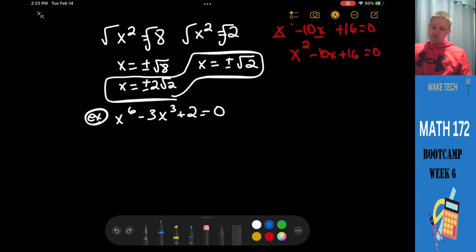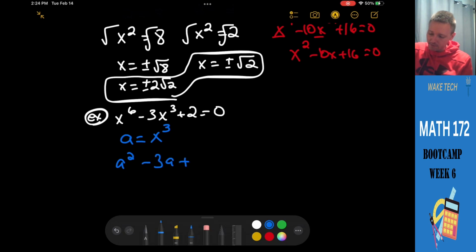So let's try this one. We need to make a substitution: a equals x raised to some power. The power we need is half of the largest power from the original equation. Half of 6 is 3. So our new equation is going to be, sorry, not x, a squared minus 3a plus 2.